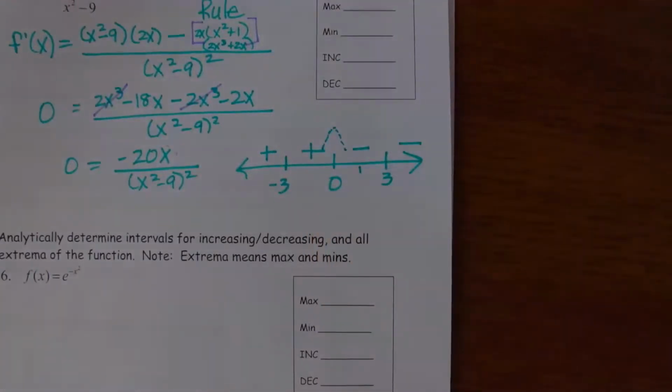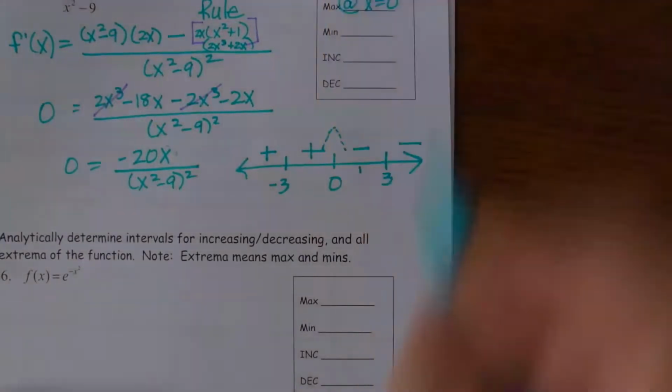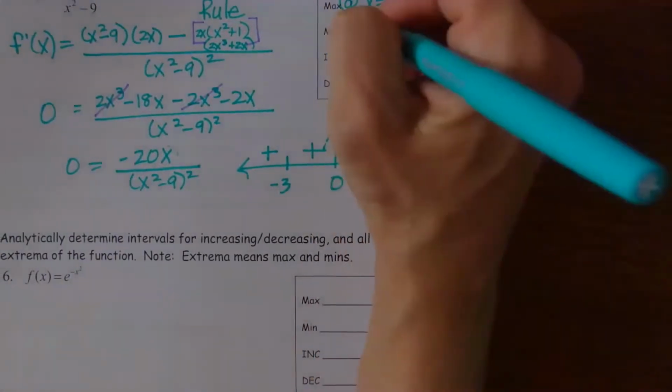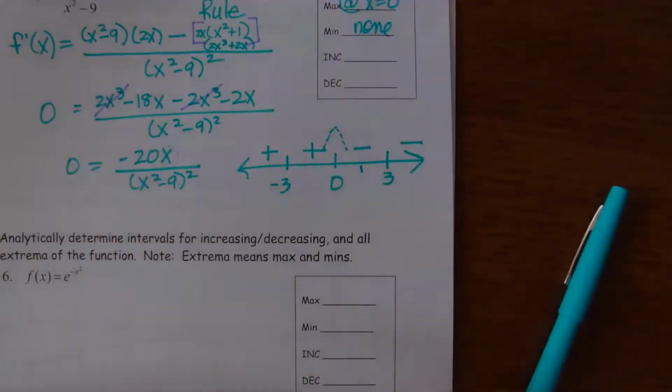So what do we have at 0? A max. Do we have a minimum? None. Now increasing.